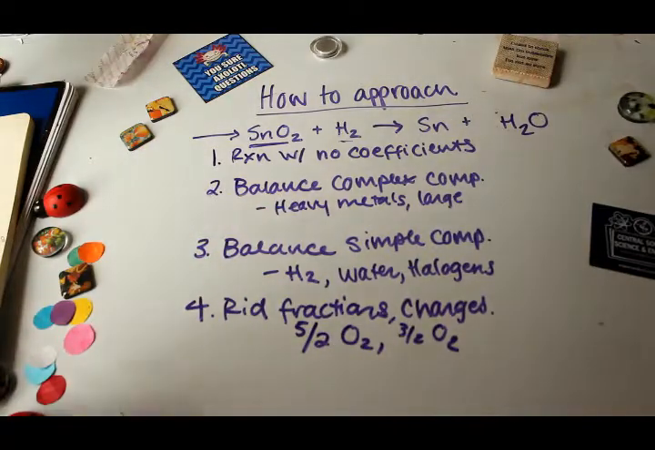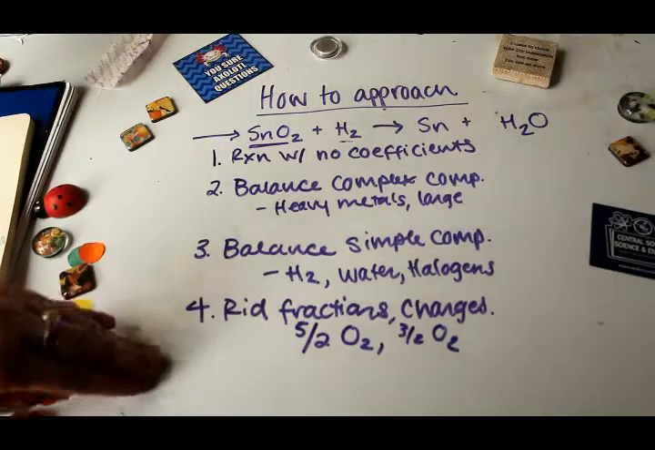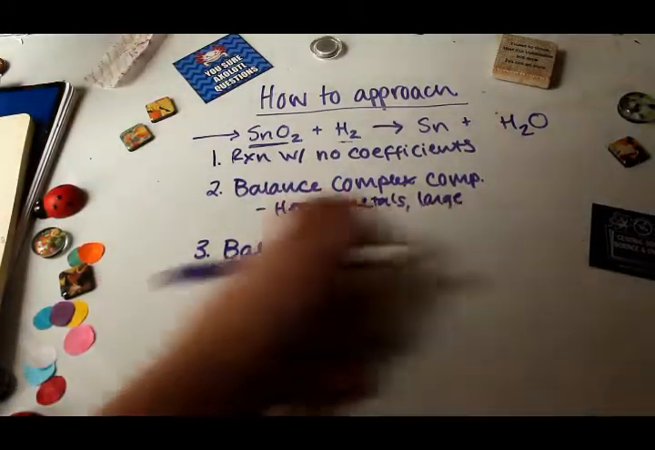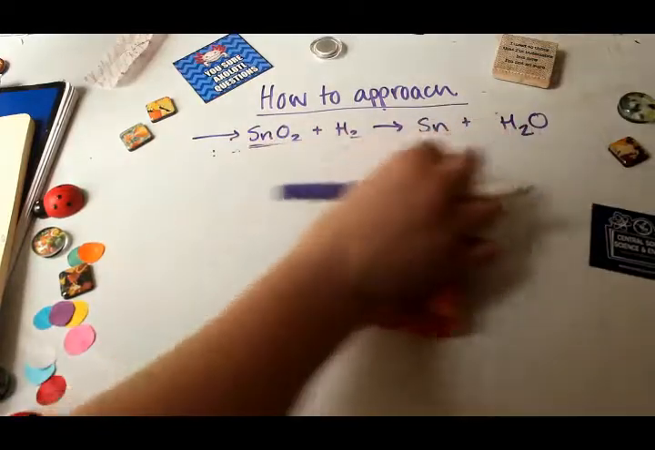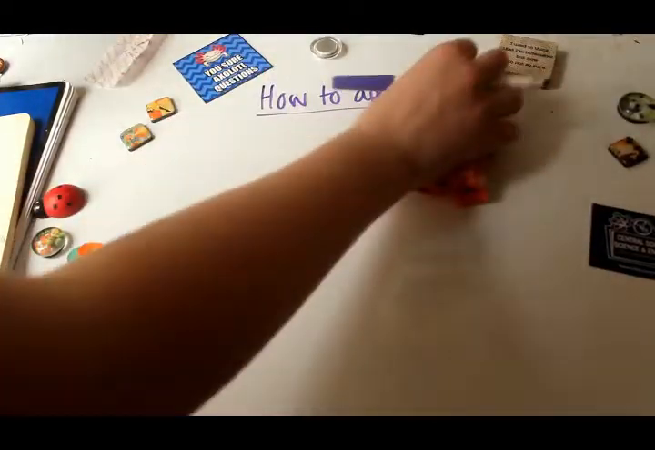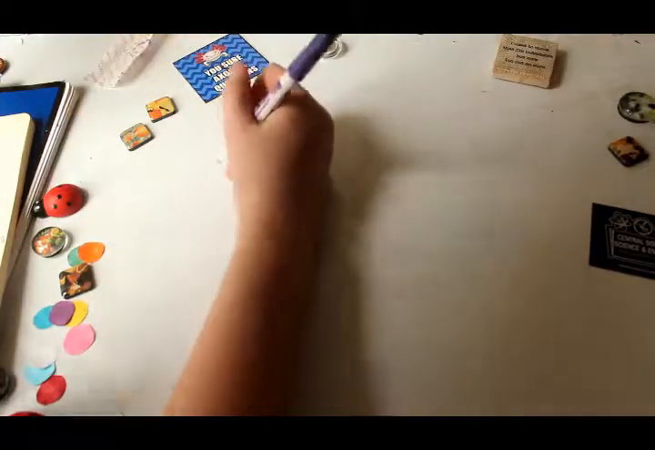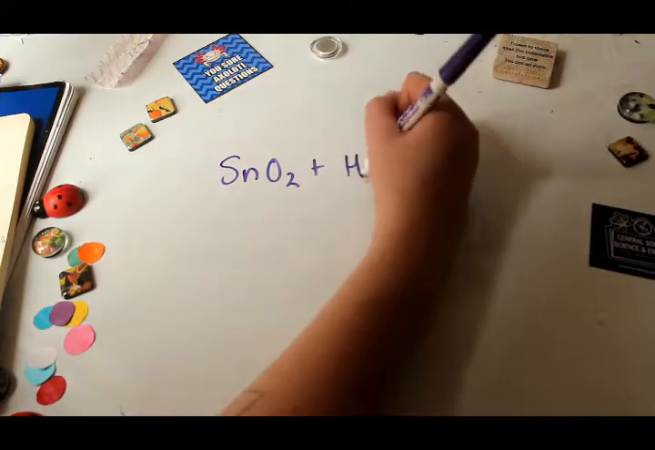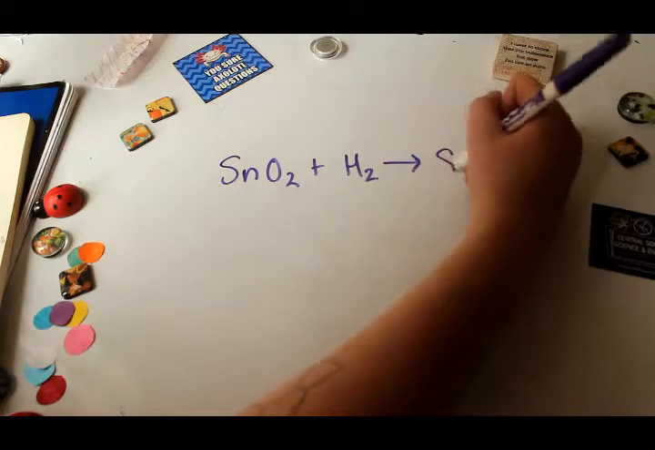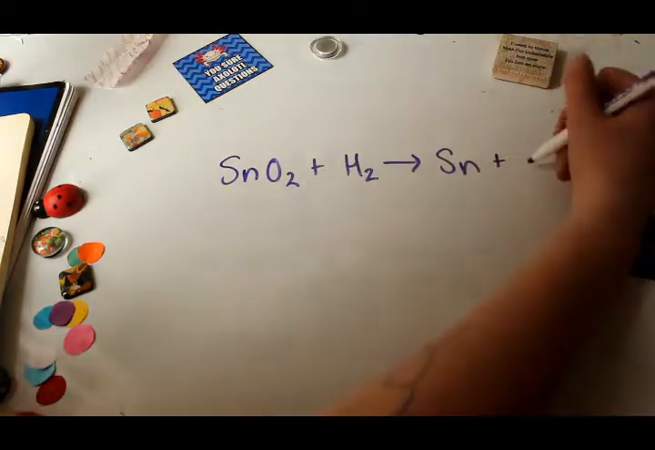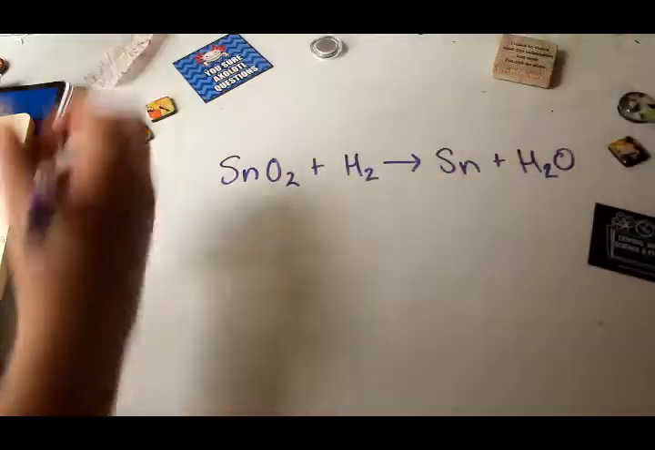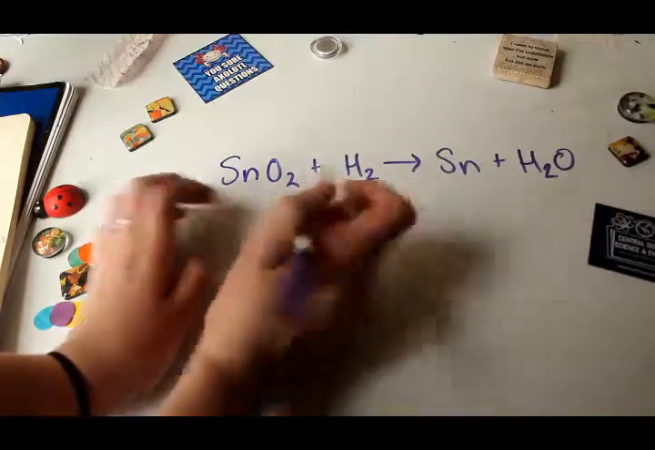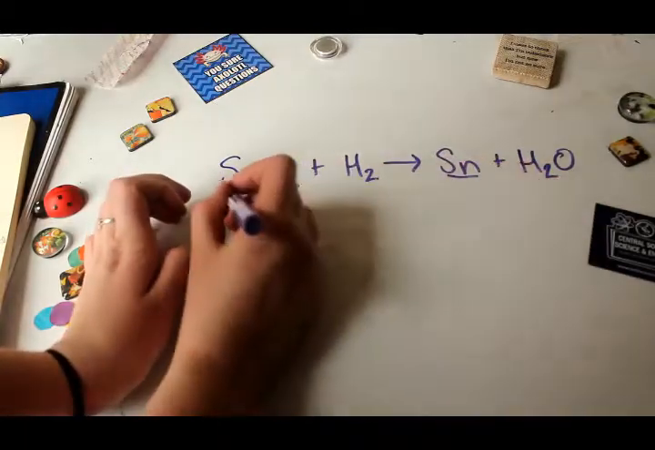Anyway, so now that we have this list of some steps to go about, I'm going to show you how to balance this equation. It's pretty easy, no worries. Okay, so I'm doing my first step. SnO2 plus H2 yields Sn by itself plus H2O. So first I'm going to balance my large molecules, which is Sn, my tin molecule.